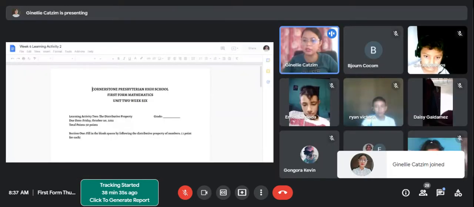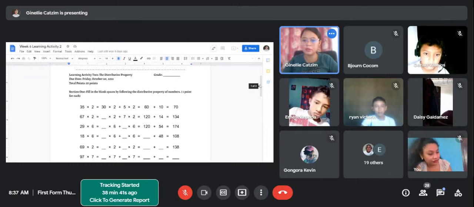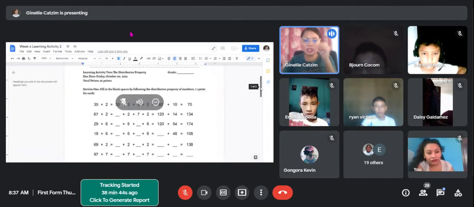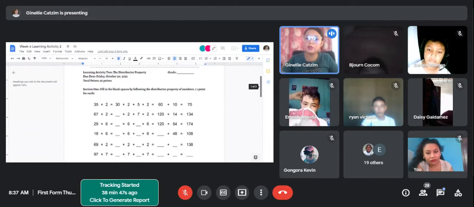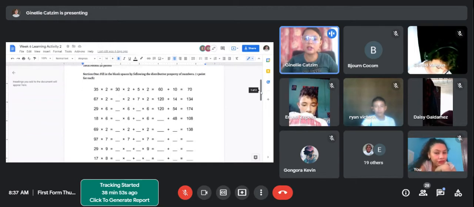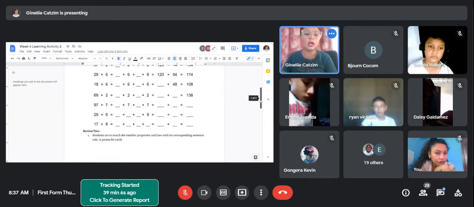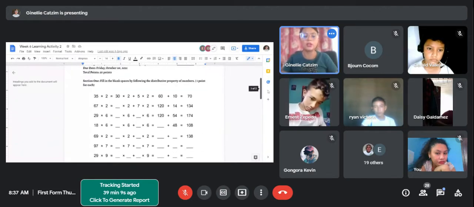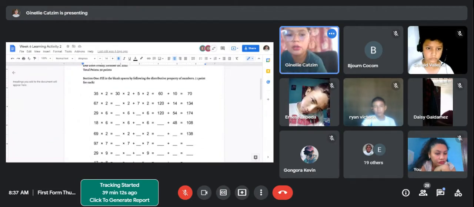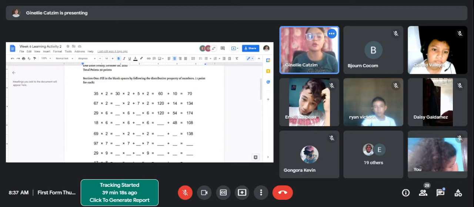So this one, the second one, is your second activity. In the first section, you will fill in the blank spaces by following the distributive property of numbers. So it makes it clear that you are to use the distributive property. Because we are running out of time, we will do 2 of them and you will do the rest, and we will take a short look at the activity at the bottom, okay? It gives an example there with 35 times 2 equals 30 times 2 plus 5 times 2 equals 60 and so on.